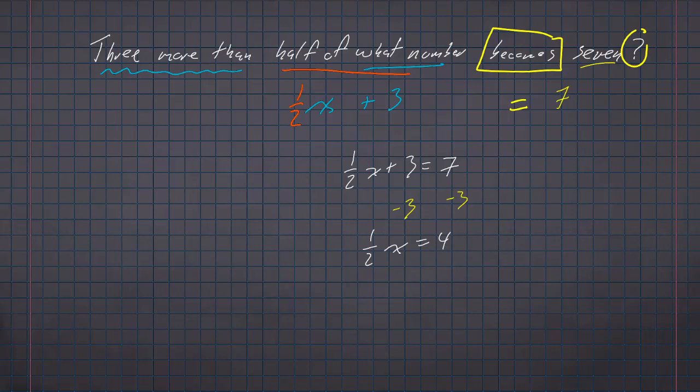Then, to get x by itself, we need to get rid of that 1/2. You can get rid of 1/2 by multiplying by 2. 2 times 1/2 is 1, and 1 times anything is that thing, so we're left with x on the left-hand side. On the right-hand side, 4 times 2 is 8.